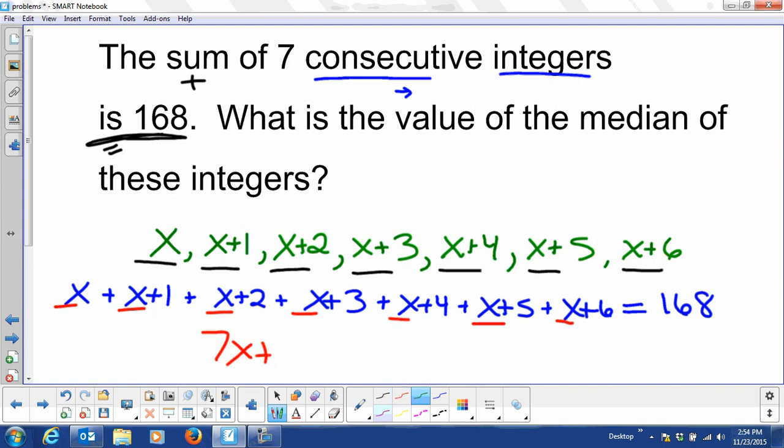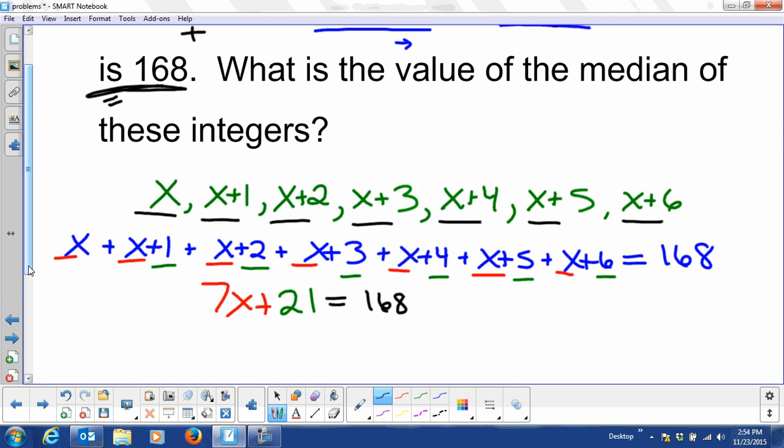And if I add together 1 plus 2 is 3, plus 3 is 6, plus 4 is 10, plus 5 is 15, plus 6 is 21, and that equals 168. So that's just the sequence of numbers, the sum of those added together. So then I solve this equation by subtracting the 21 from the 168. And when I subtract 21 from 168, that gives me 147. Divide by 7, that means x is 21.